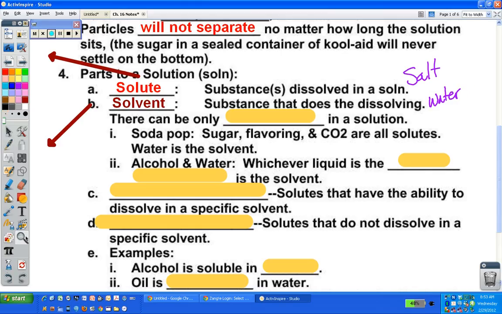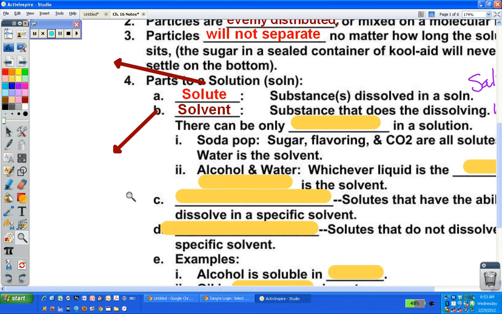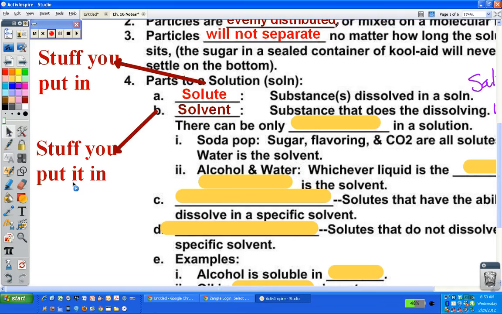All right. However, there's another way I want you to remember it. The solute is the stuff you put in. If you're making a solution, the stuff you put in is the solute. The stuff you put it in is the solvent. So you've got stuff you're going to put in, and the stuff you're going to put it in. If you've got salt water, the stuff you're going to put it in is the water, so that would be the solvent. And the stuff you put in there is going to be the solute.